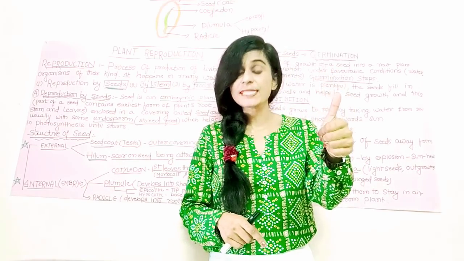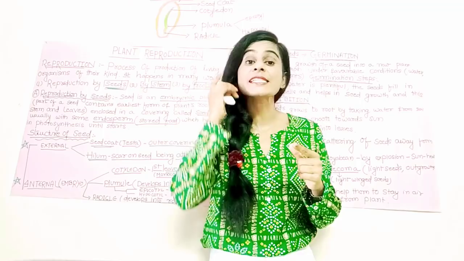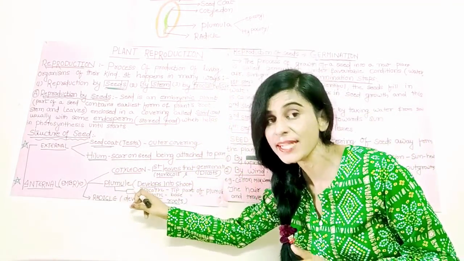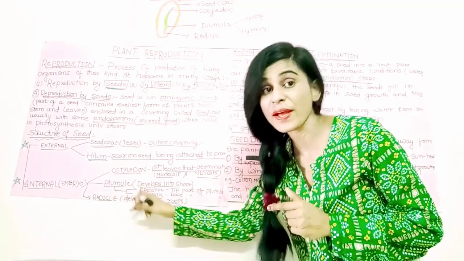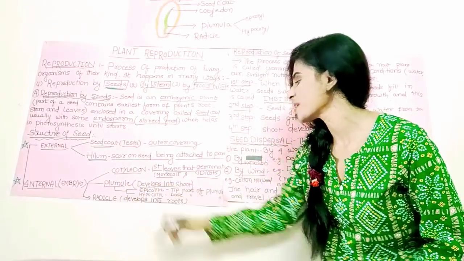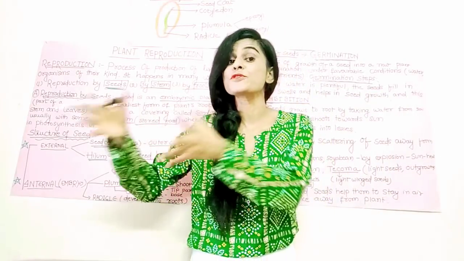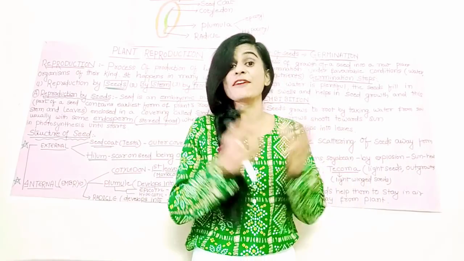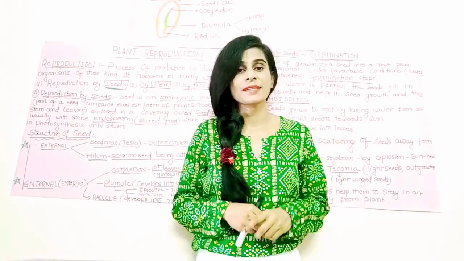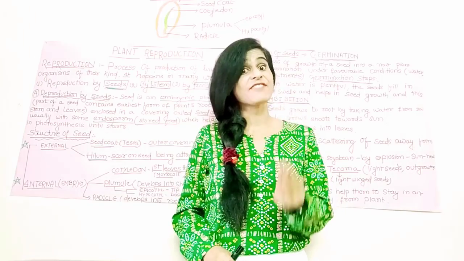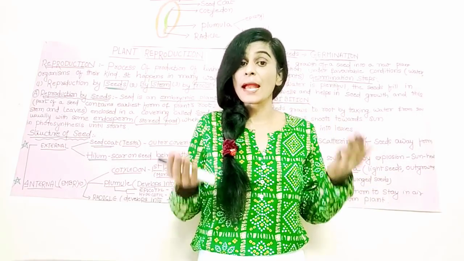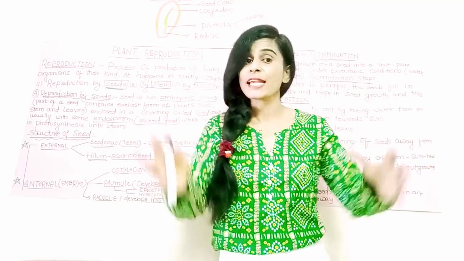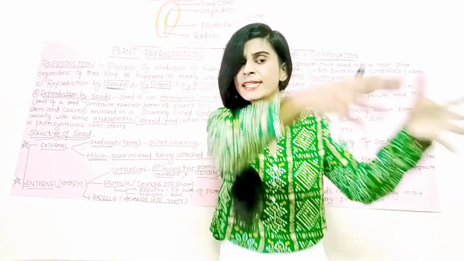Understood what cotyledons are? The second internal structure is your plumule. P-L-U-M-U-L-E. Can you say it? Plumule. What is plumule? The plumule develops into a shoot. And this plumule is again divided into two parts: hypocotyl and epicotyl.